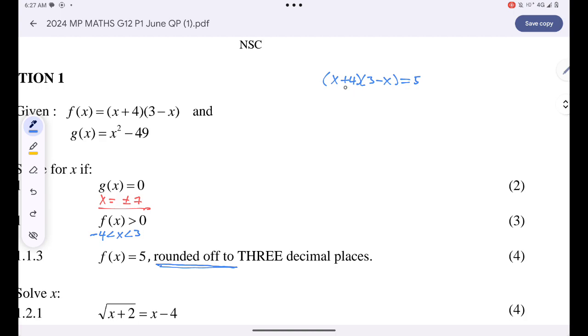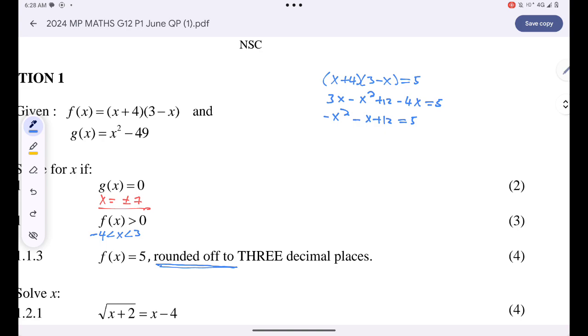Okay, let's just remove these brackets. I'll simply have, not x squared rather, 3x minus x squared plus 12 minus 4x is equal to 5. Then I have negative x squared minus x plus 12 is equal to 5.